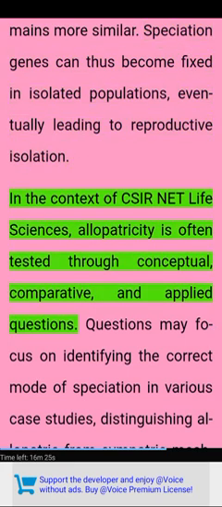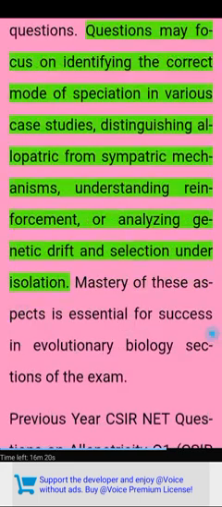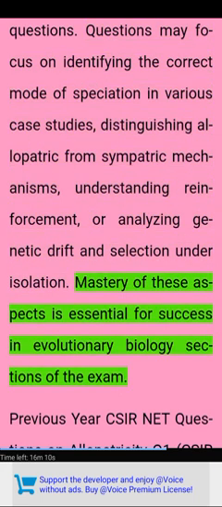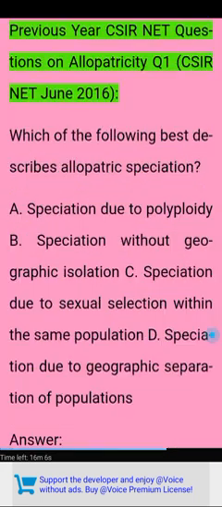In the context of CSIR-NET life sciences, allopatry is often tested through conceptual, comparative, and applied questions. Questions may focus on identifying the correct mode of speciation in various case studies, distinguishing allopatric from sympatric mechanisms, understanding reinforcement, or analyzing genetic drift and selection under isolation. Mastery of these aspects is essential for success in evolutionary biology sections of the exam.